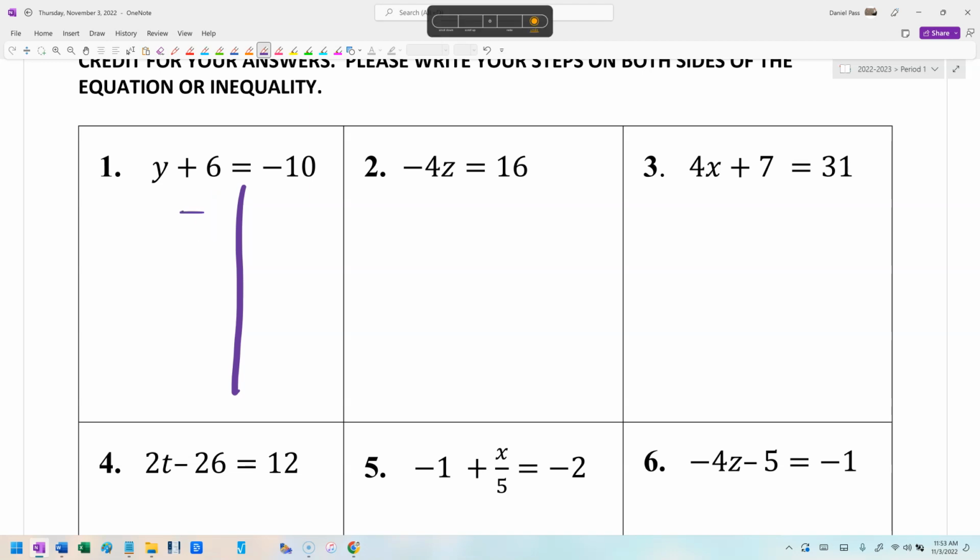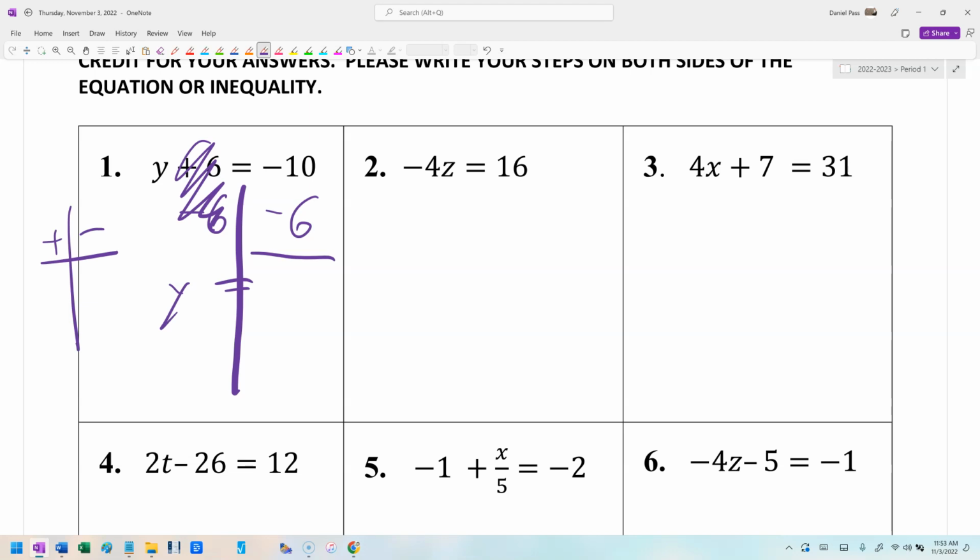Yeah, and then those 2 exit out, and then you do negative 6 on the 10 too, and then you do good guys, bad guys. 10 on the bad guys, 6 on the bad guys, so then you add those, and then you get y equals negative 16. Do we agree? Yes. Excellent job, Cookie Monster.